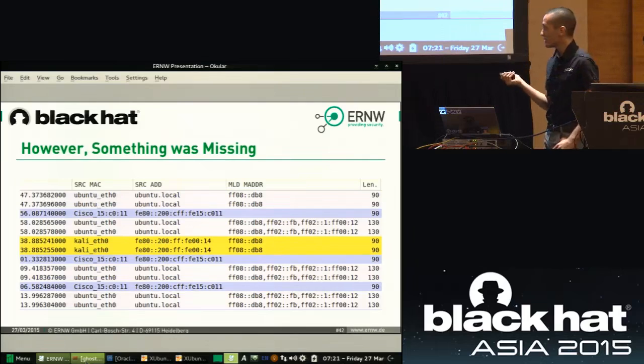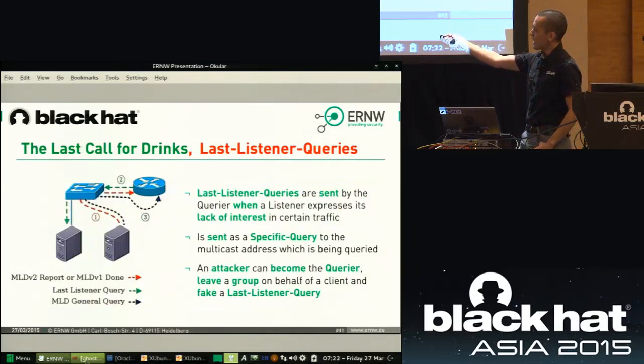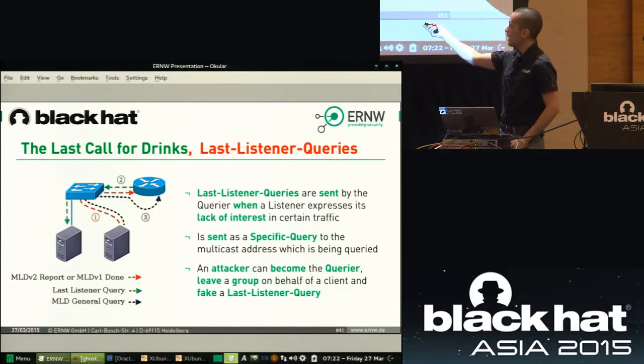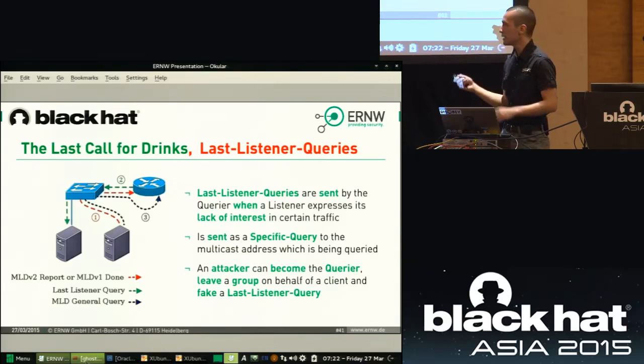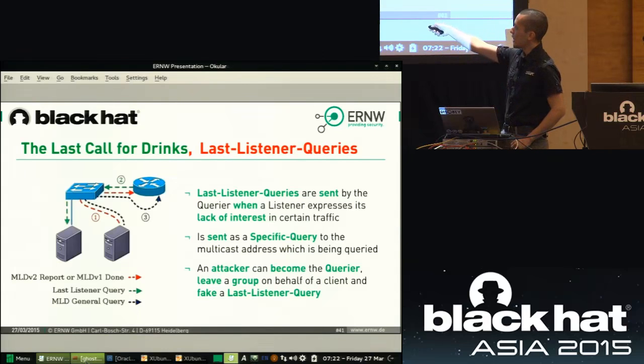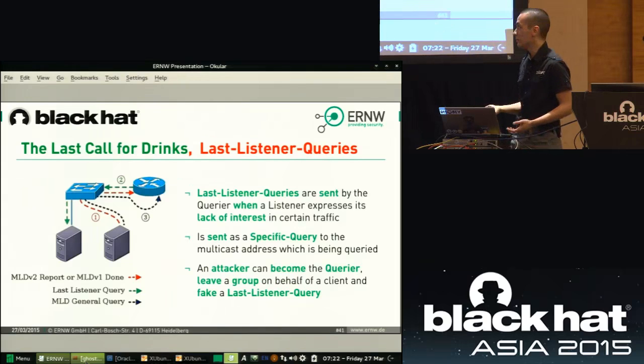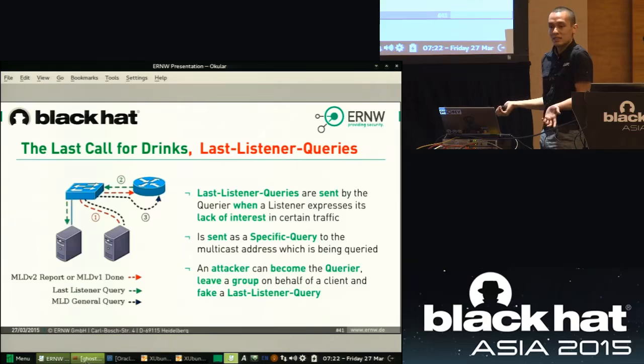So it's even easier, as an attacker or as a malicious user, in order to DoS or prevent this client from receiving particular traffic, you don't have to do anything complicated. You just say, hey, dear router, there's no interest in this particular group. And then the router says, okay, I'm going to try to see if that's true, sends the last listener query, and then the switch blocks it. So that's pretty dumb, and it's the easiest approach.